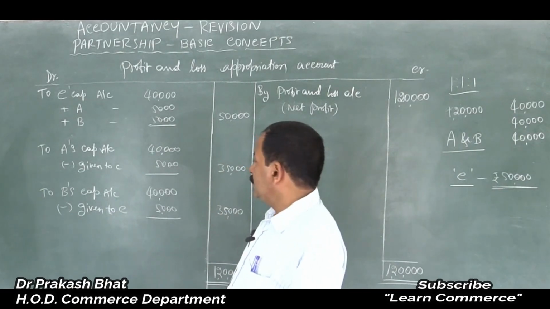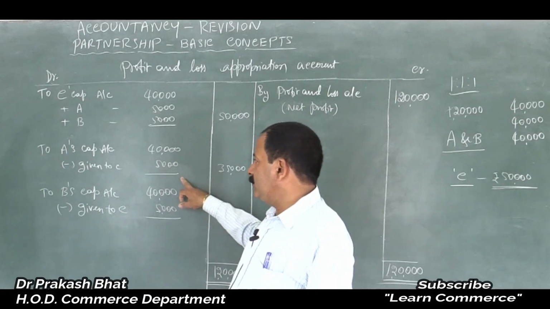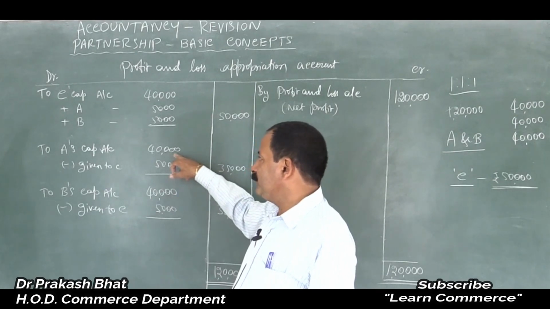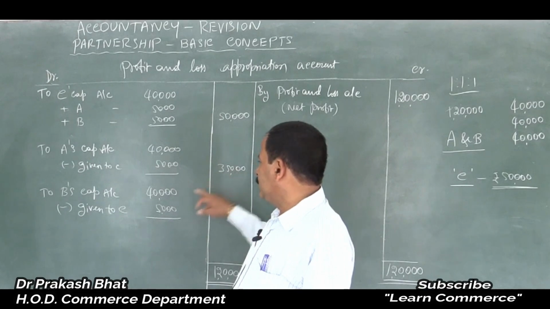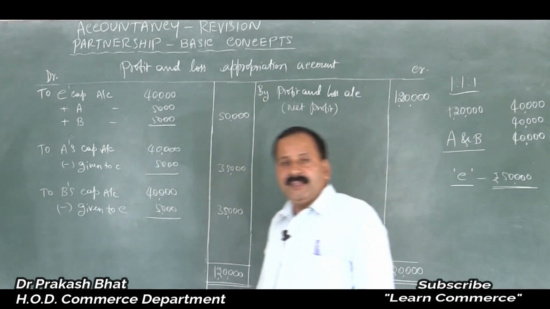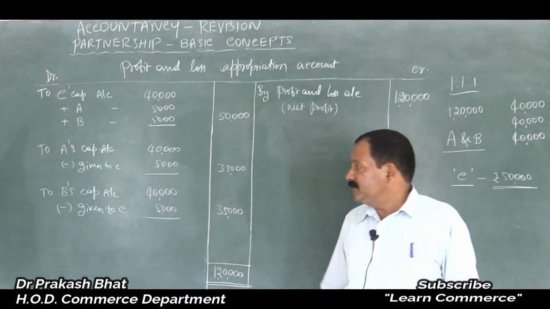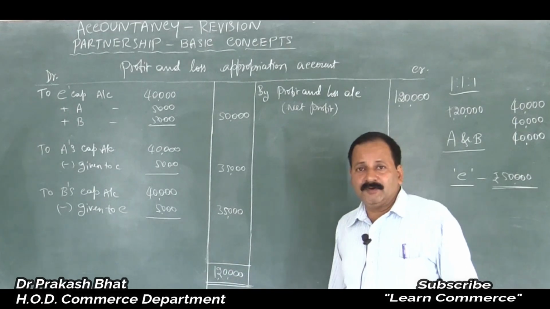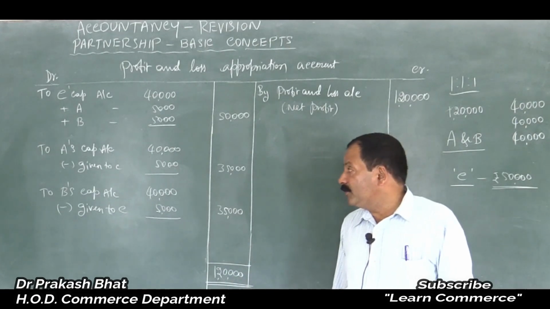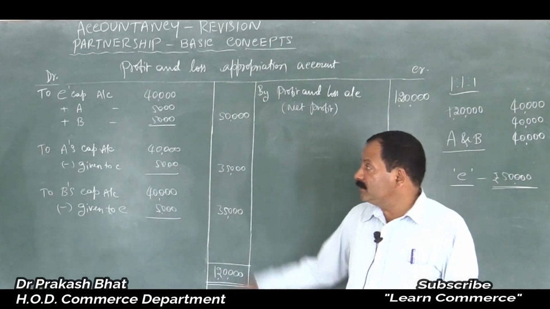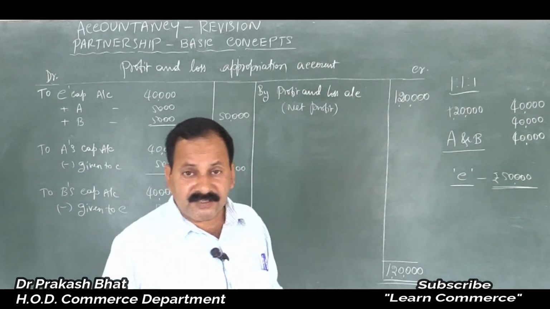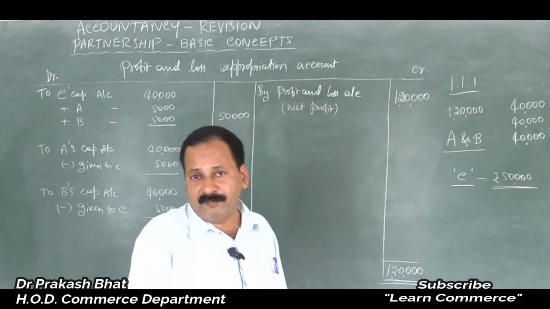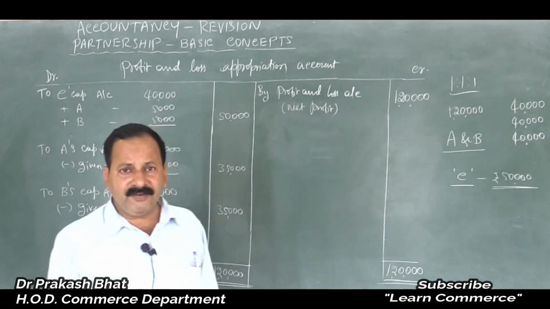Correct? Then the share given to C by A should be deducted from A's share. So it will be 35,000. Similarly, in case of B, it will be 35,000. So this is about the total amount that is guaranteed to C. He will get the amount which is guaranteed. So that is how the guarantee of profit to a partner can be dealt with, right?